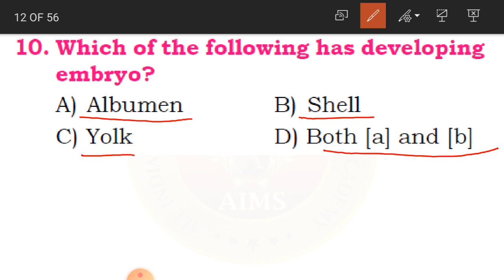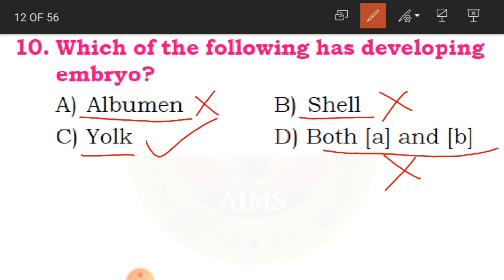Here albumen is nothing but the white jelly-type substance in the egg. So you do not have the embryo there. So this is the wrong answer. Shell is the outer layer of the egg. So even here you do not have the embryo. Yolk is what, children? The yellow colored substance. So that is where you will have the developing embryo. So that is why C is the correct answer. Even D option, both A and B, is wrong. Clear, children? So in the yolk the embryo develops and it gets hatched, in the sense by breaking the shell of the egg.